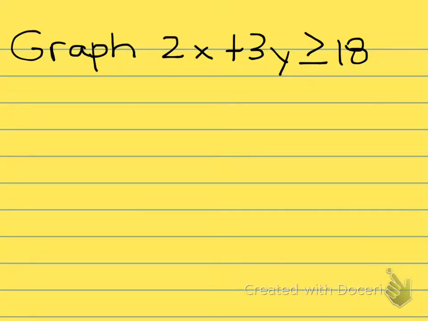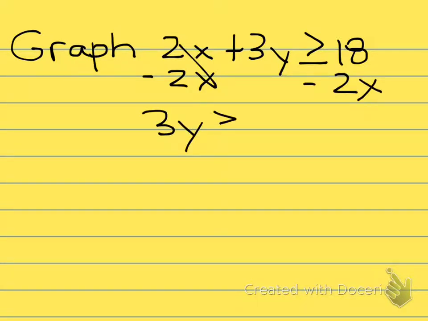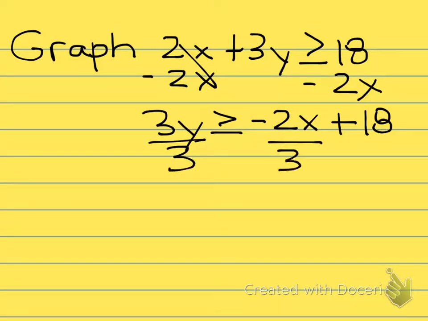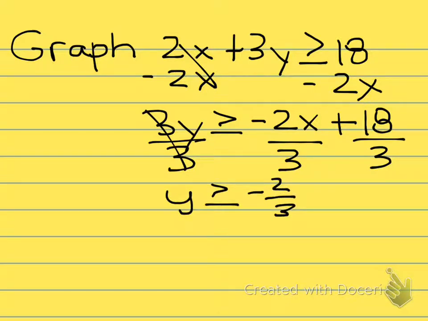More of the same. Again, though, we don't have this in slope-intercept form, so we're going to move the x value over. Don't flip the symbol. And divide everything by 3. Since this is a -3, we keep the symbol the same direction and just simplify.